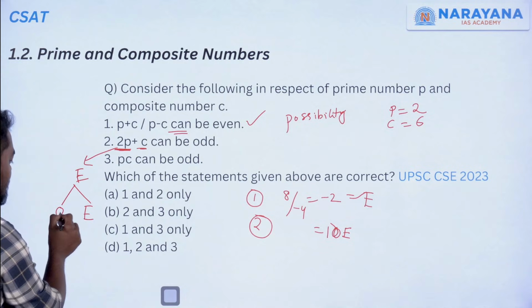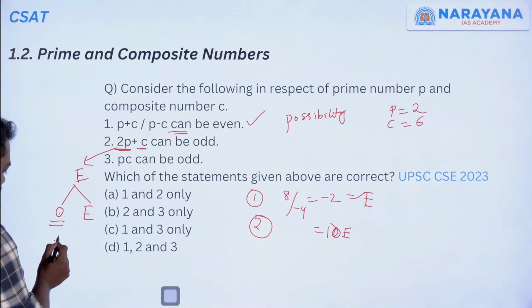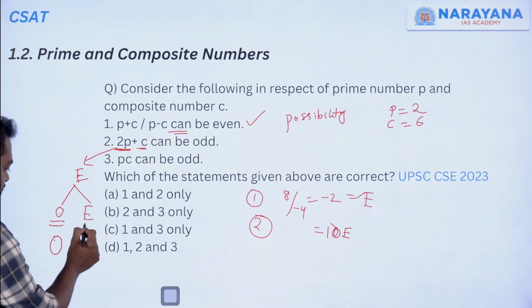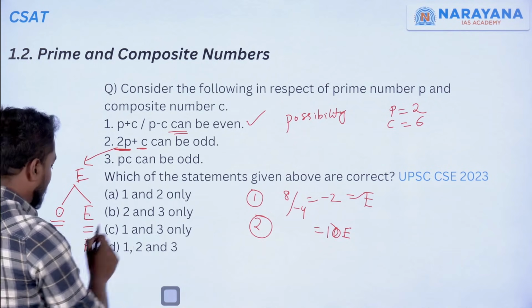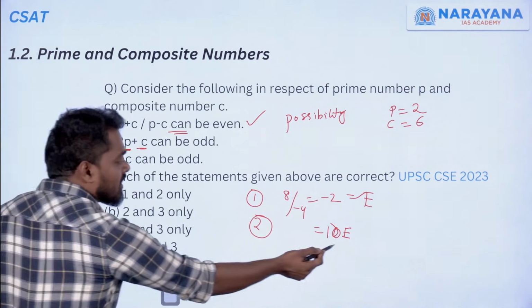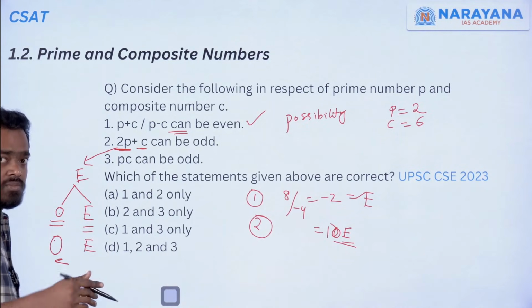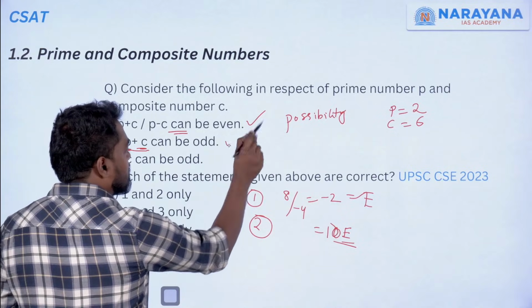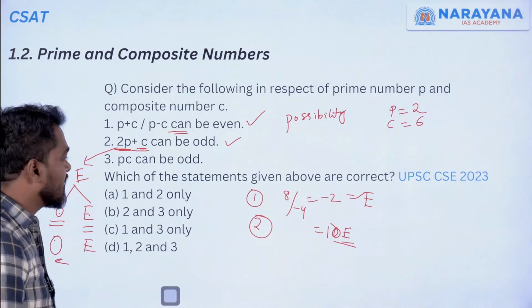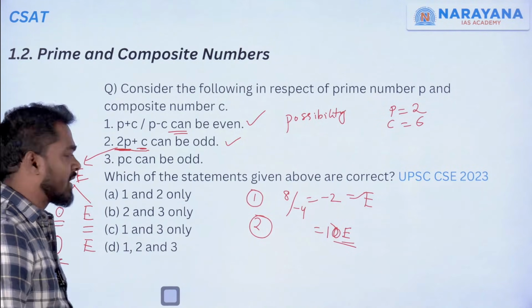So if you add even plus odd, that can be odd. If you add even plus even, that will be even. So there is possibility for an odd number also, and we are getting an even number also. So possibility, 2P plus C can be odd. So we are getting that odd possibility. So statement 2 is also correct.